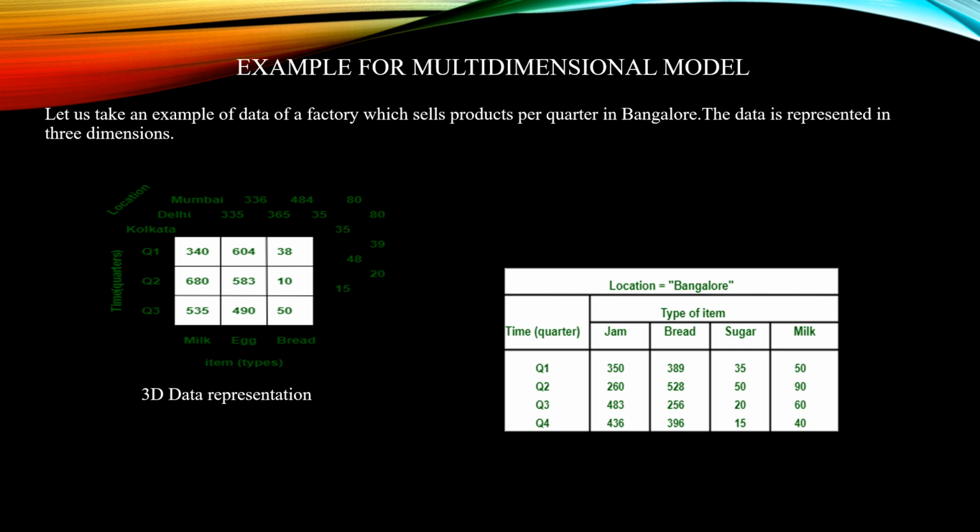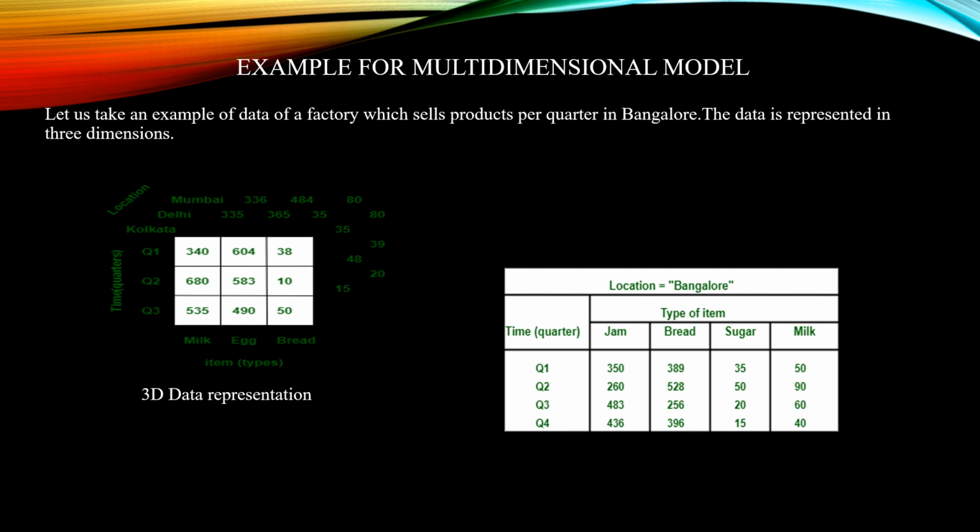Example for multidimensional model. Let us take an example of the data of a factory which sells products per quarter in Bangalore. The data is represented in 3 dimensions. Here it is data where the location is Bangalore. It can be any location like Kolkata, Delhi or Mumbai. And the type of items: jam, bread, sugar and milk. Time is in quarters, from Q1 to Q4.